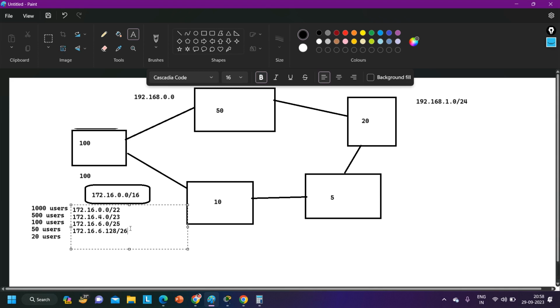Then the next will be 7.0 slash 27. Tell me the address first. 172.16.7.0 slash 27. I just calculated it, maybe I'm wrong. You can check it in the CIDR calculator. Okay, no problem.